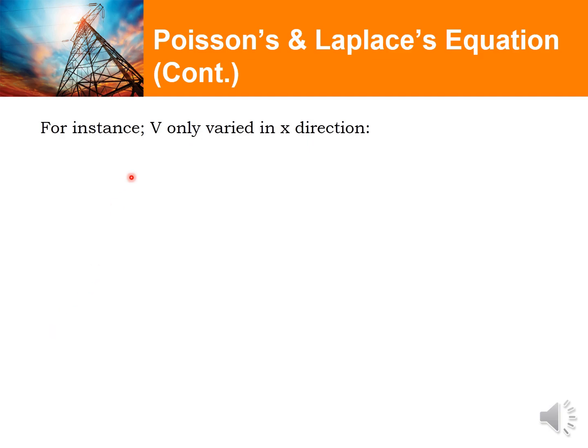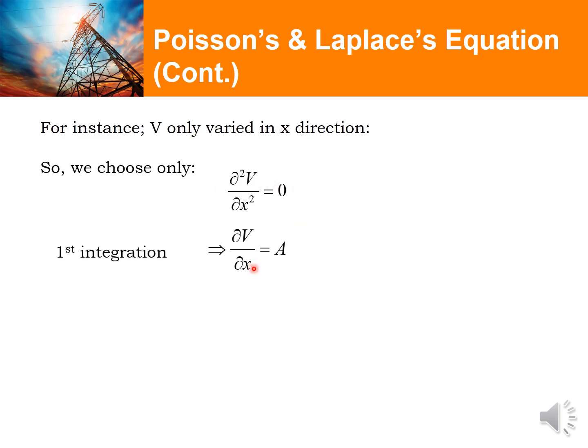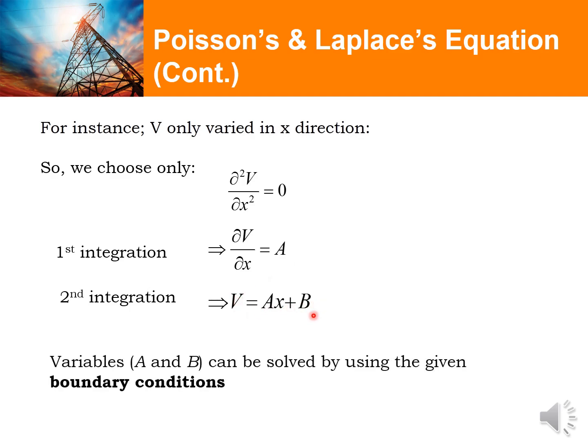In order to determine our V, we need to perform integration on this mathematical relation. Performing the first integration would bring us to this relation, with A being an integration constant. Performing the second integration, we would get V is equivalent to Ax plus B, with B also being an integration constant. Both A and B can be solved using boundary conditions.